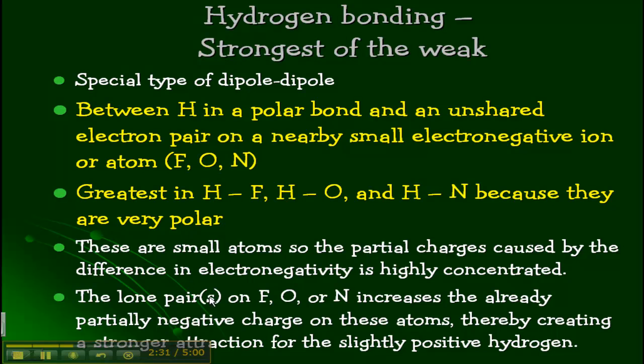Now it's greatest between F, O, or N and hydrogen because they're very polar in nature. Their atoms are so small that the partial charges caused by differences in electronegativity are highly concentrated. And those lone pairs on fluorine, oxygen, and nitrogen increase the already partially negative charge on the atoms, and that's going to create a stronger attraction for your slightly positive hydrogen.